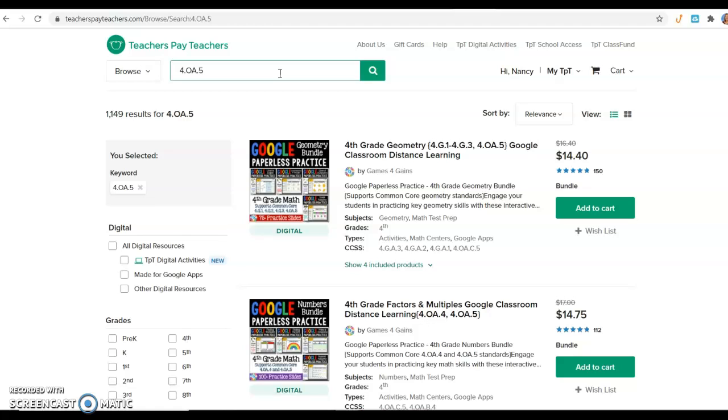Teachers to help supplement, or the Super Teacher Worksheets, or go to Tumble Books. You can put that in there. There's lots of different ways that you can work within these standards. I hope that helps.